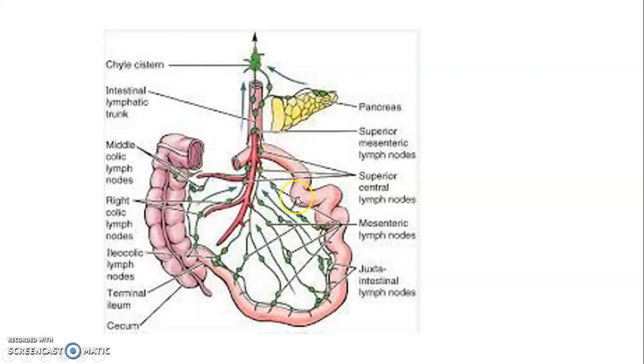This image just shows the different types of lymph nodes. You can appreciate the superior mesenteric lymph nodes here, the superior central lymph nodes, and the mesenteric lymph nodes around the arterial arcade within the mesentery. The ileocolic lymph nodes here drain the terminal ileum. You can appreciate the juxtaintestinal nodes. Remember, from the villi on the mucosa, the internal lining of the intestine, lymph goes to juxtaintestinal lymph nodes before the mesenteric and superior central nodes, then to the superior mesenteric lymph nodes. The terminal ileum can go from the lacteals to juxtaintestinal before it gets to the ileocolic lymph nodes.